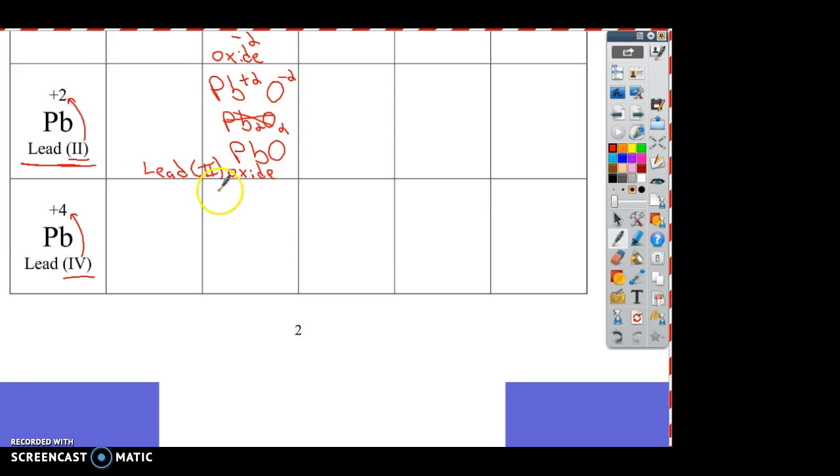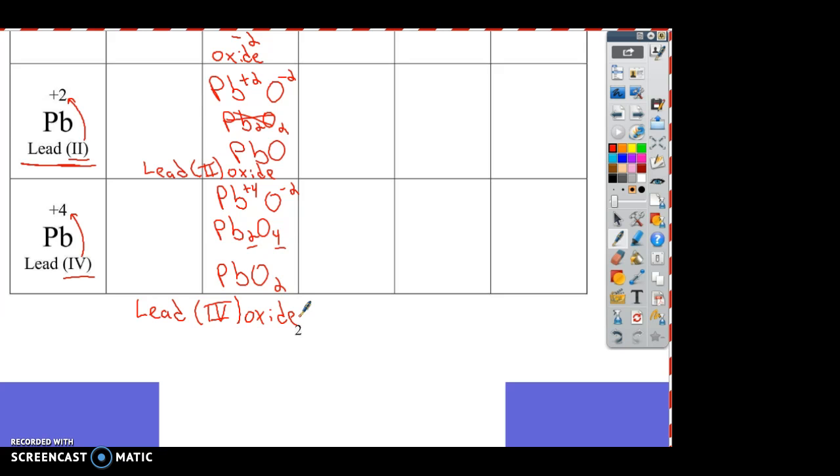Now the one directly below that, you have lead, that's a +4, and oxygen, that's a -2. So you crisscross the numbers like we've been doing, Pb2O4, but now you have a 2 and a 4. Think about that as a fraction again. You can reduce that, so you'll get PbO2. And if you were naming this one, it would be lead 4 oxide.